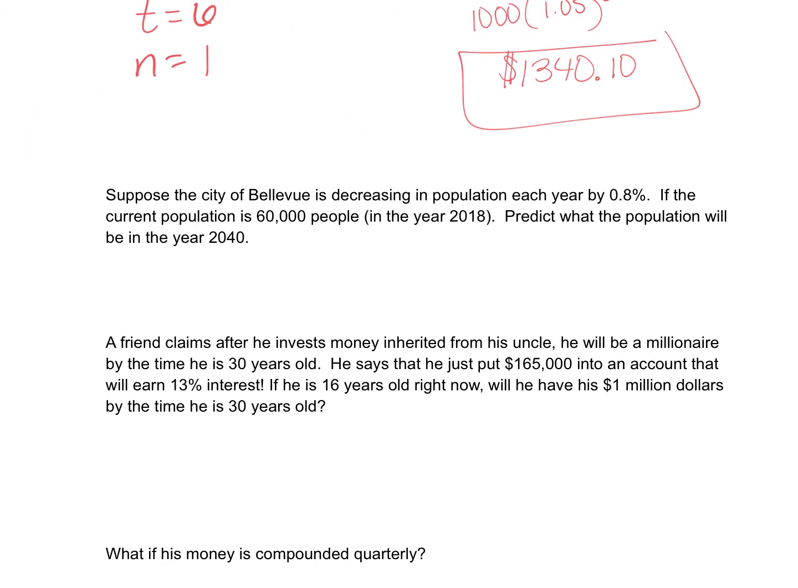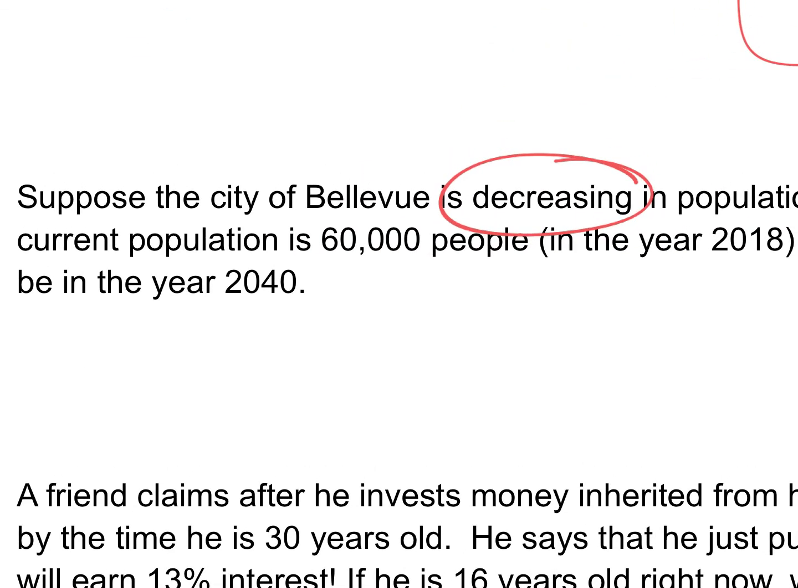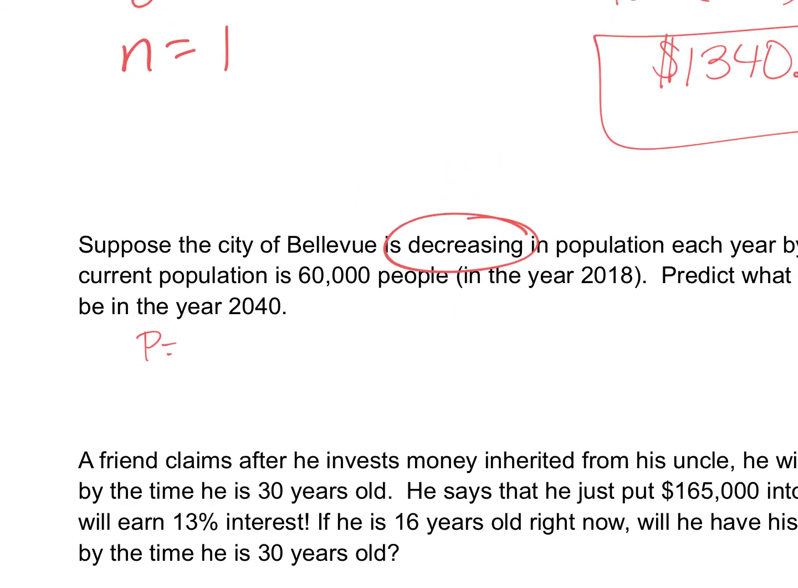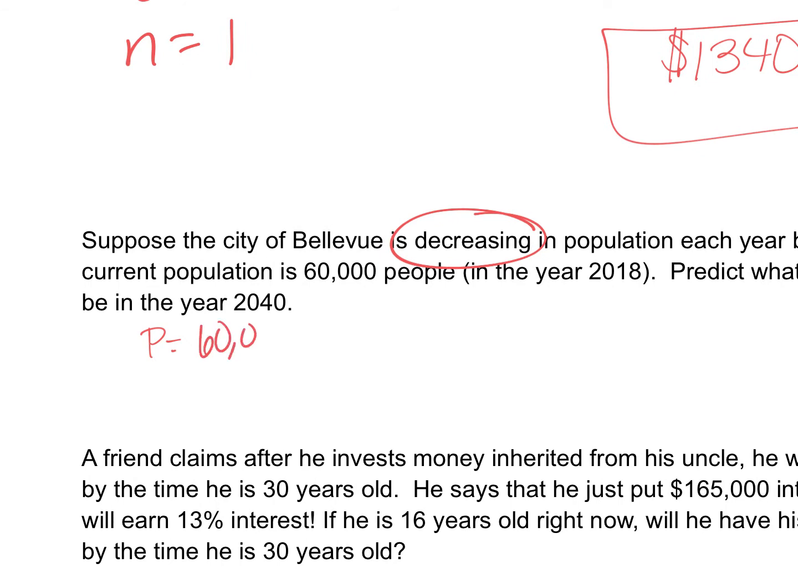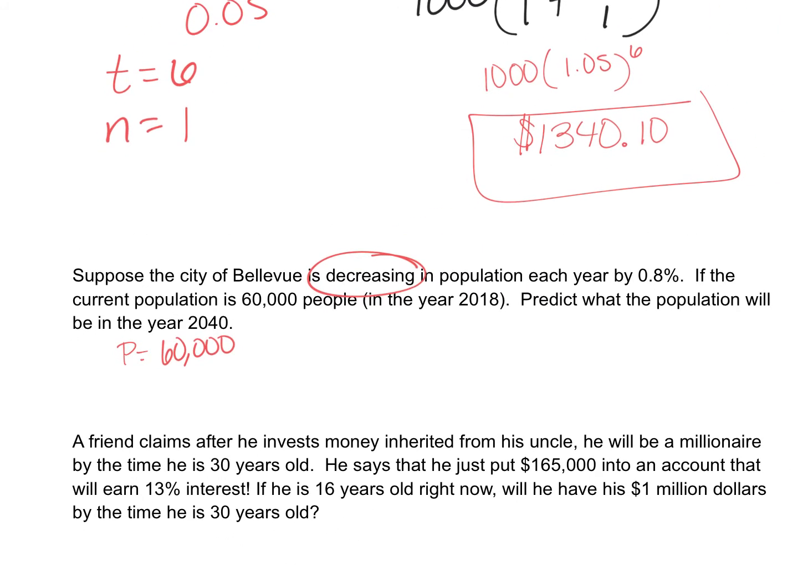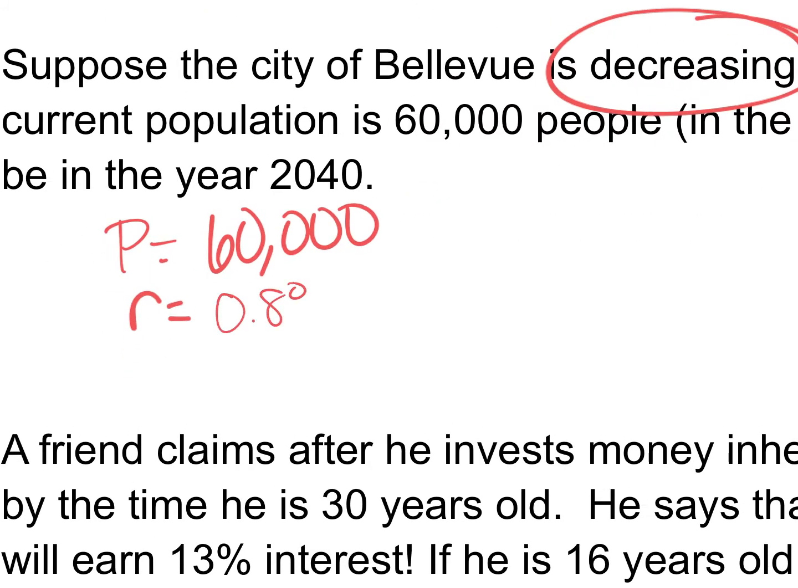All right, so let's do a few more. Suppose the city of Bellevue is decreasing in population each year by 0.8%. If the current population is 60,000, predict what the population will be in 2040. So start with what we know. The P, the initial amount, is 60,000. The rate is 0.8%. People mess this up. So 0.8, I need to move my decimal place over twice. So this is 0.08.